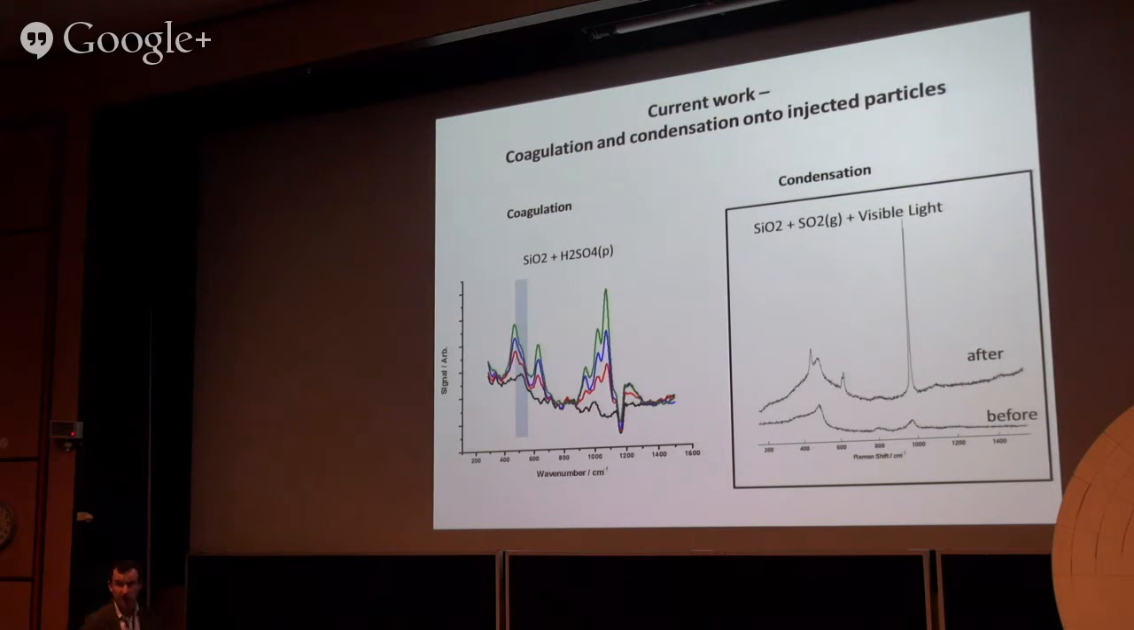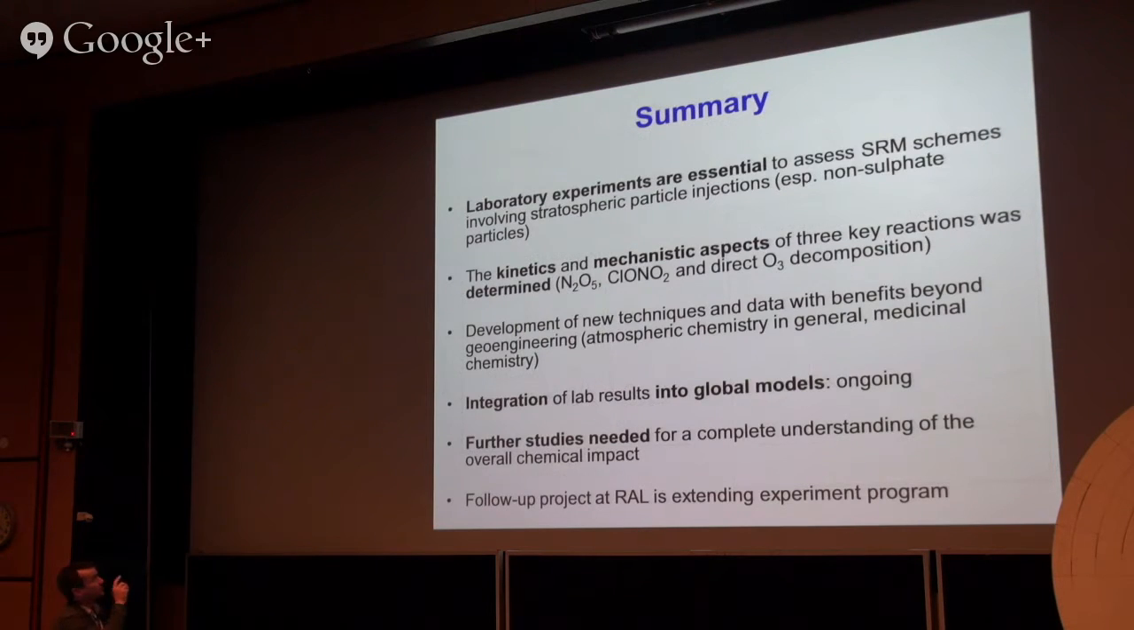So then I hope this just gives you a brief flavour of what we're able to do and what we have been doing. To conclude, everyone in the group thinks that laboratory experiments are absolutely crucial. You can't model this in the first place, so you really need to know what the chemistry is going to be before you put it in the stratosphere.